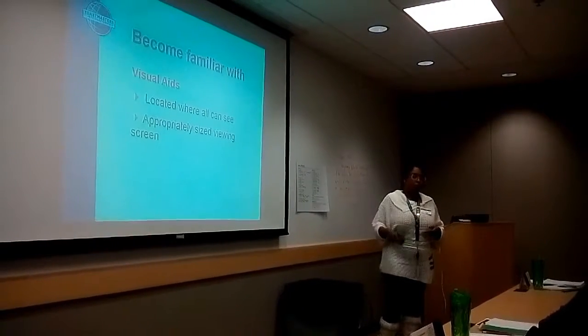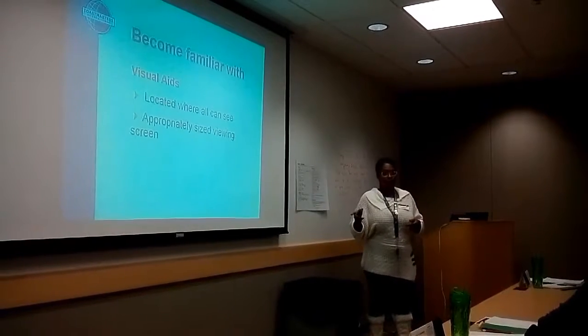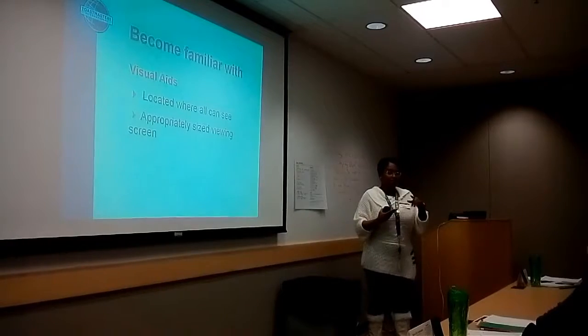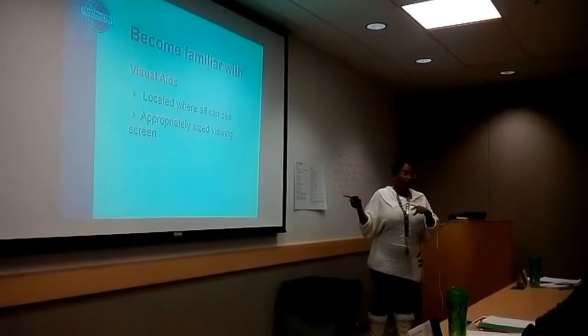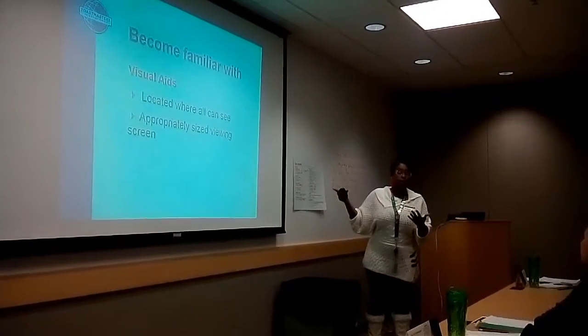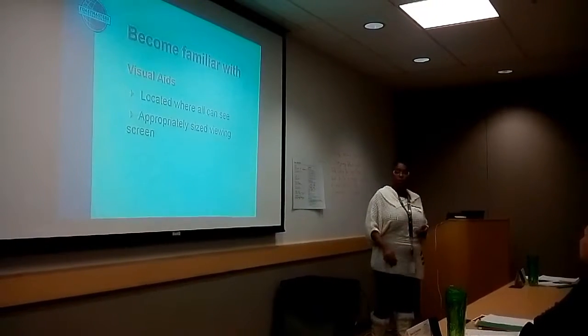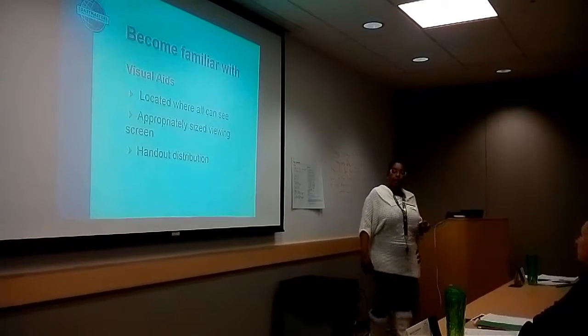Appropriately sized viewing screen. That's not for 50-year-olds because I'm obviously blind as well. For those who wear glasses, need glasses, or are too vain to put them on, you want to make sure that they are able to see what it is that you're trying to convey, what it is that is supporting material to your speech.